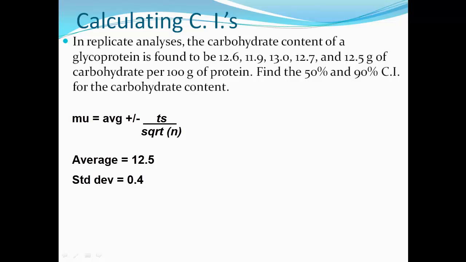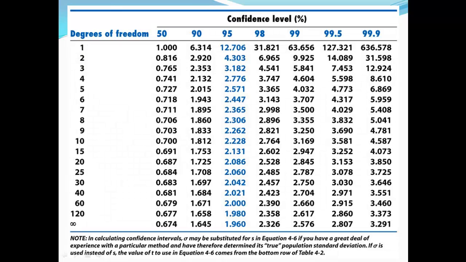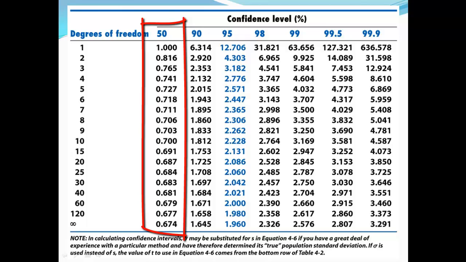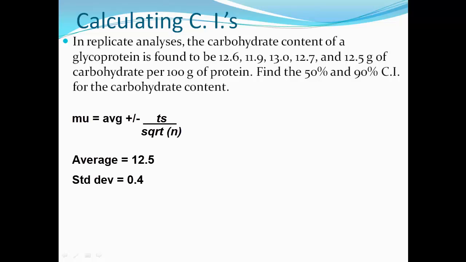The next step is just to find what is the t-value, and we do that by using the table in your book. Now, let's do the 50% first. And we see that we have 5 measurements. So when we go to the table, we have to go to the 50% column, and then we use the degrees of freedom. So we don't use 5, we use n minus 1, which is 4. So you see that the number that you use is 0.741. So that is what you plug back into your equation.